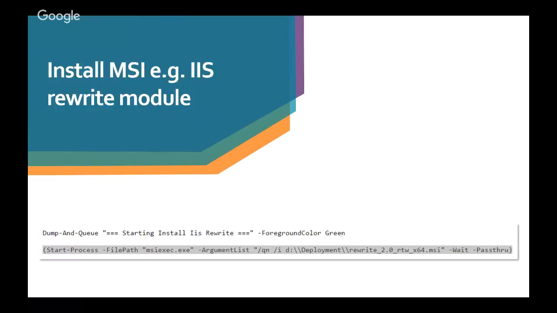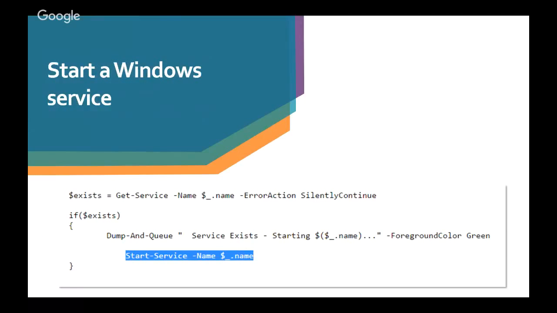What I'm hoping to demonstrate with this sort of thing is that the scripts we're running are all actually quite small. It's not a really busy or long process. It's just doing lots of little bits, and they're all quite simple and reusable. Similarly, if you want to start a Windows service, there you go. It's as simple as that.